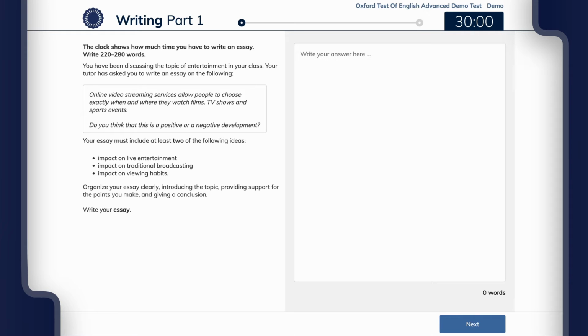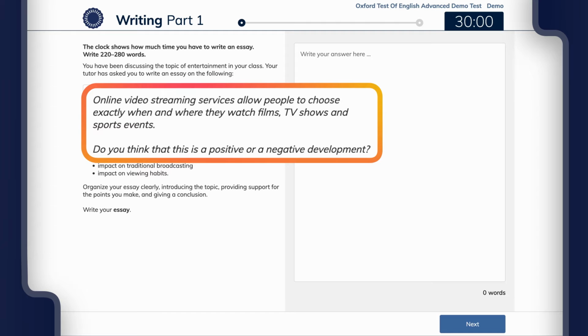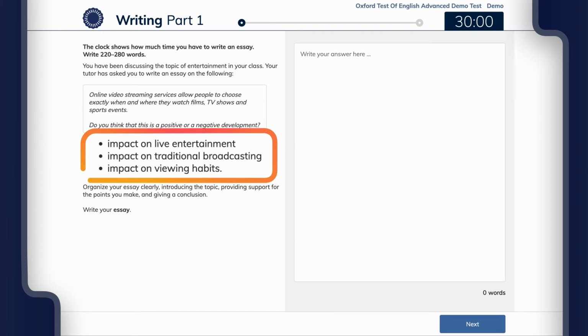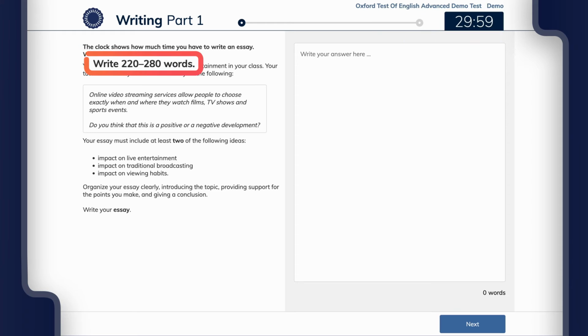In the test, you will be asked to write an essay on a question like this one, with a list of 3 ideas to use. Remember, when you write your essay, you must include at least 2 of these ideas. You will have 30 minutes to write your Part 1 essay. Your essay should be between 220 and 280 words in length.